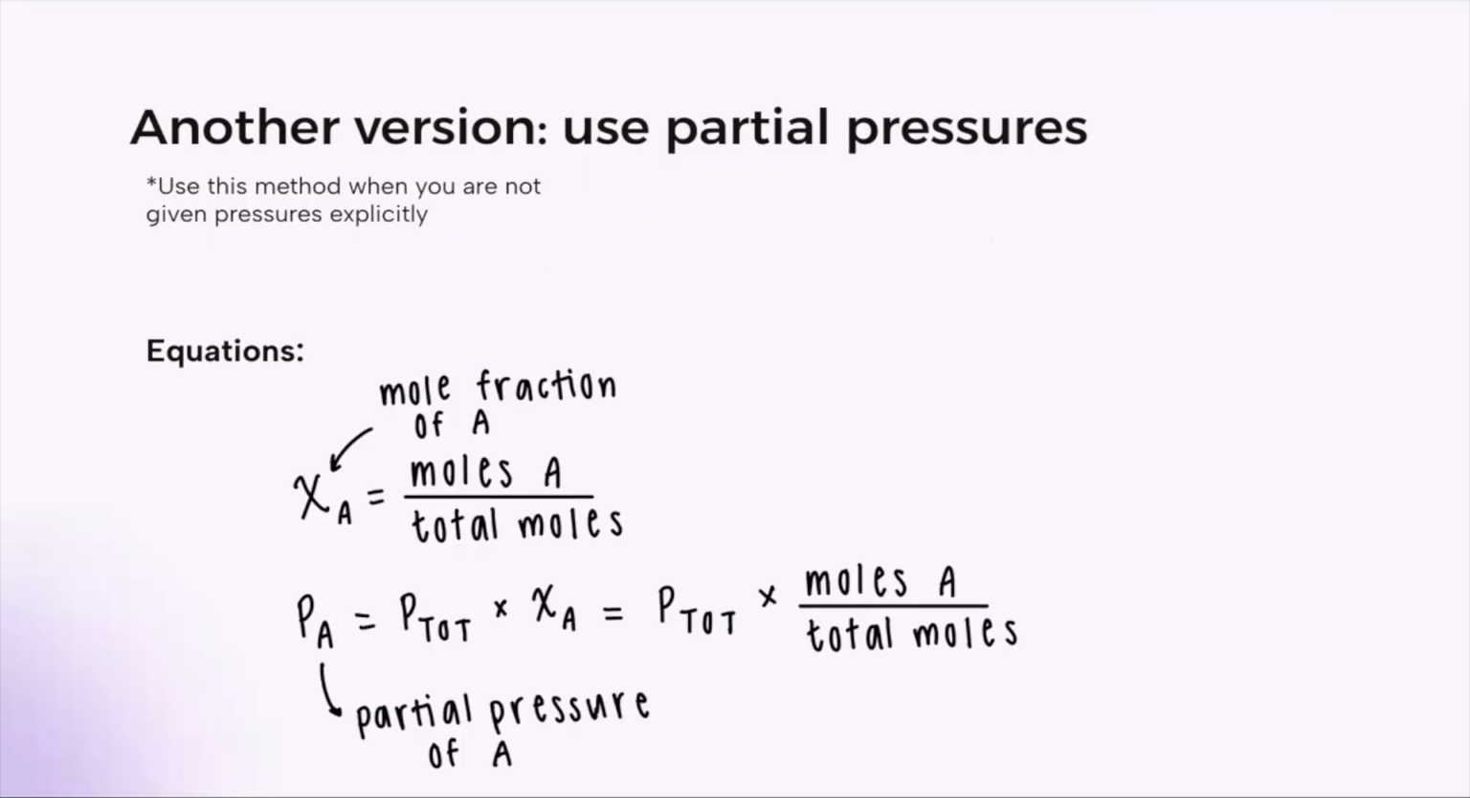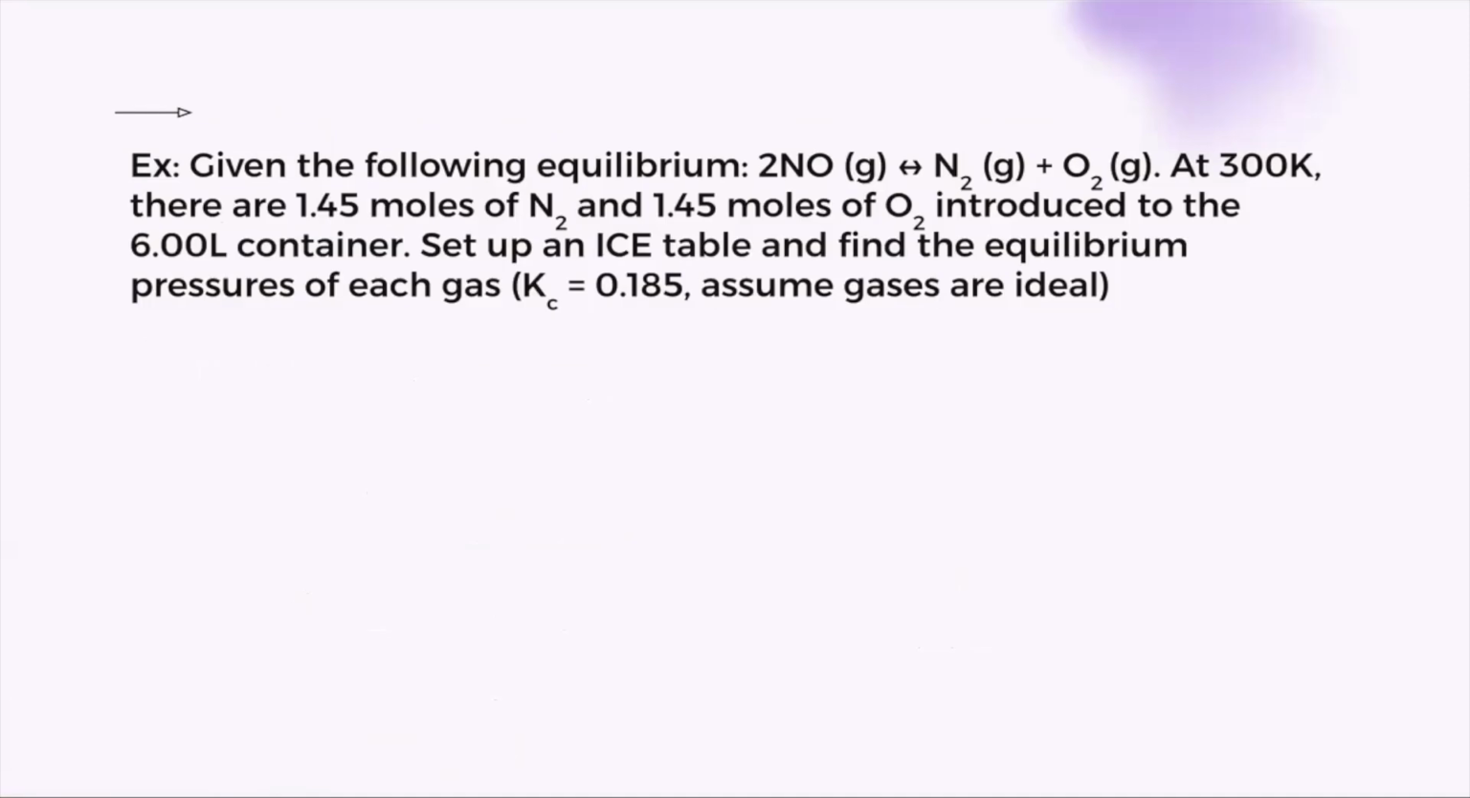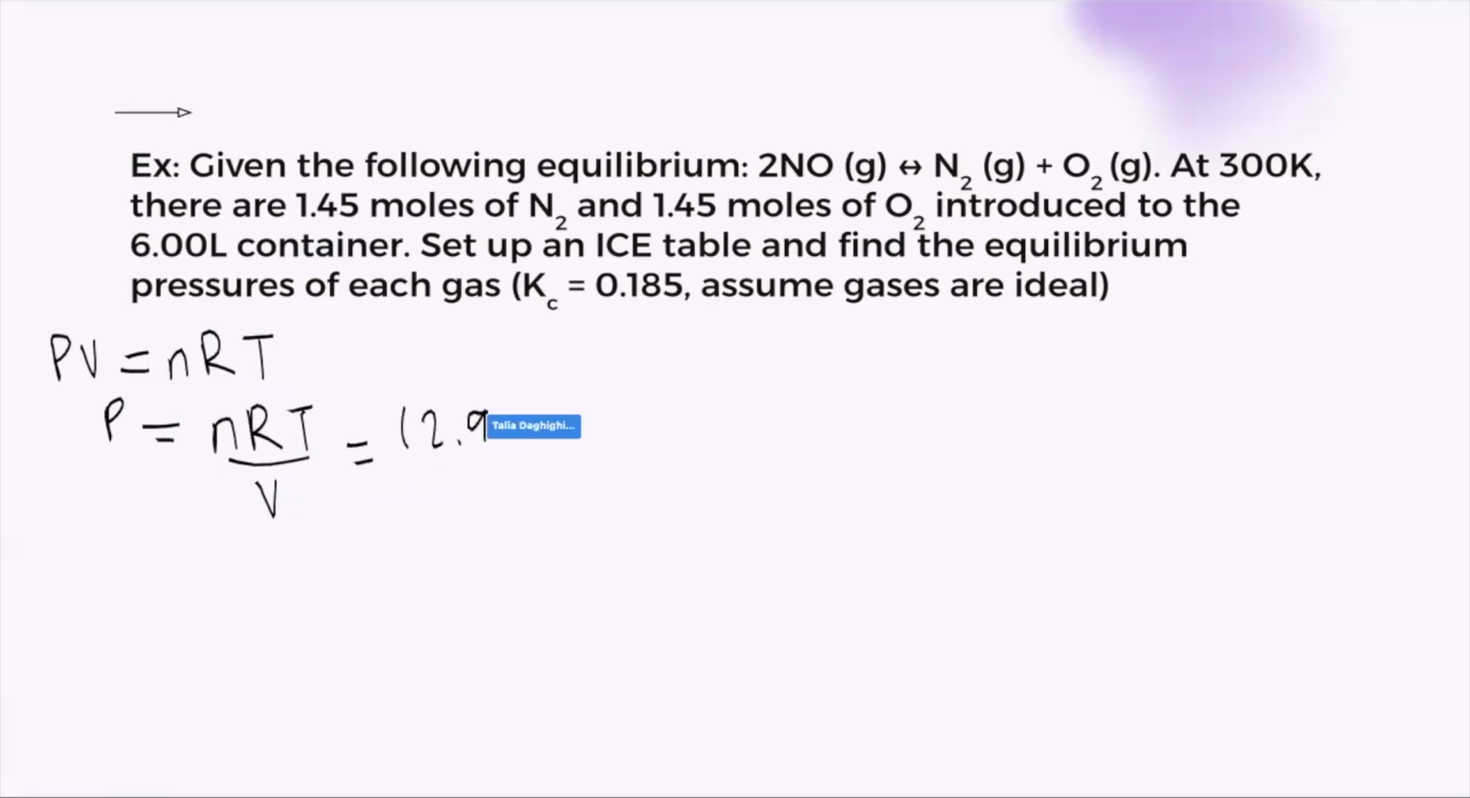We want to try to find the pressure of N2 and O2, and hint, they're going to be the same because we have the moles of both of them. But the first step is we need to find the total pressure, and we know that our gases are ideal, so we can use the ideal gas law. And we want to solve for pressure. So the ideal gas law is PV equals nRT, P equals nRT over V. So that is going to be the 2 moles combined, so 2.90 moles.